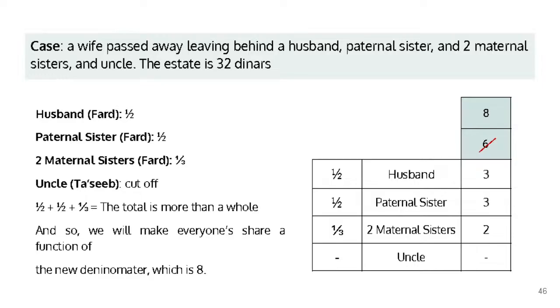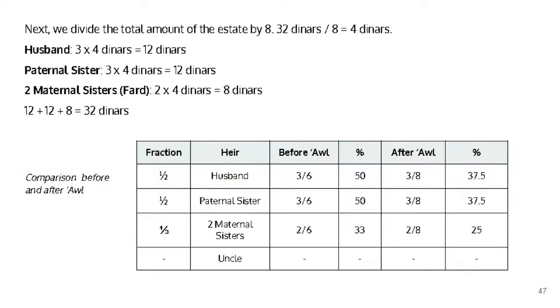So let's turn to the next slide now and take a look at how we're going to do it. Now we're going to do the case as normal. So we're going to see here, 32 dinars are going to be divided by 8, the new base. We get 4 dinars per share. 3 times 4, 12 for the husband. 3 times 4, 12 for the paternal sister. And 8 for the maternal sisters. Remember, they share. It doesn't matter, they always share. Together we get 32.